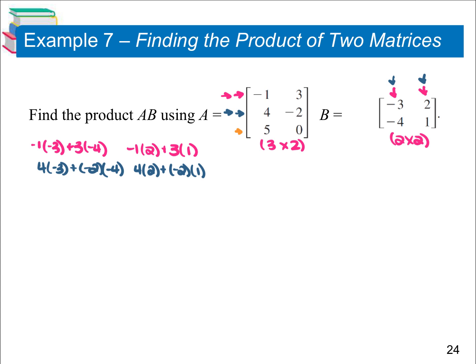Next, we'll go last row, first column. So it'll be 5 times -3 plus 0 times -4. And lastly, last row, second column. So that's 5 times 2 plus 0 times 1.